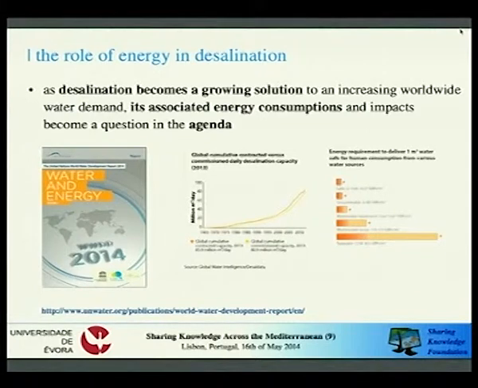And these energy consumptions increase as the salinity of the feed water increases. And of course, this poses already some questions regarding the impacts of these energy consumptions, not only from the environmental point of view, but also from the economical point of view. Not disregarding the situations when we don't have energy access, and we have at the same time water scarcity conditions.